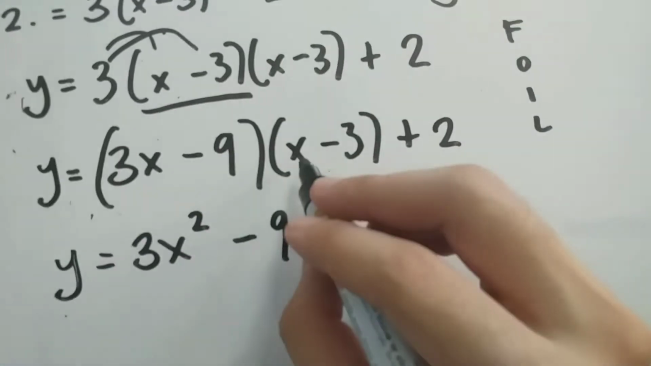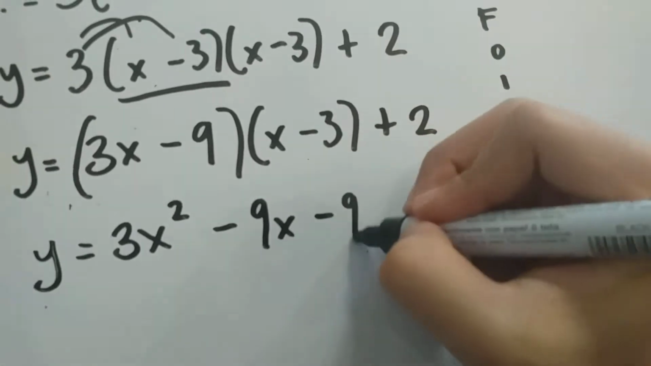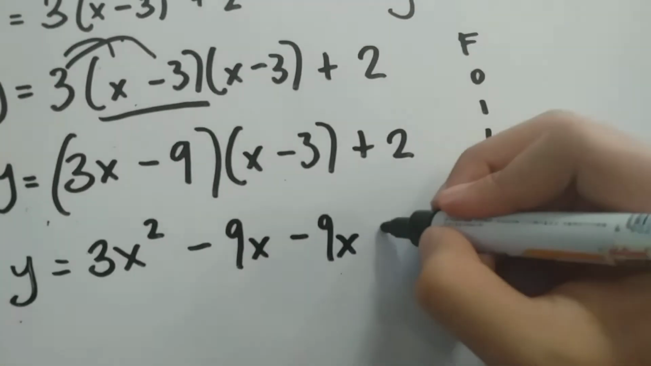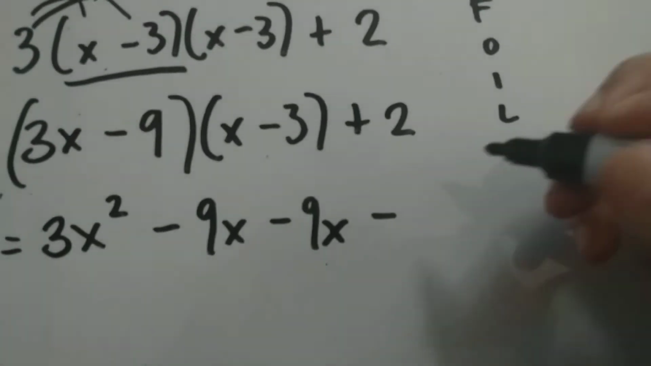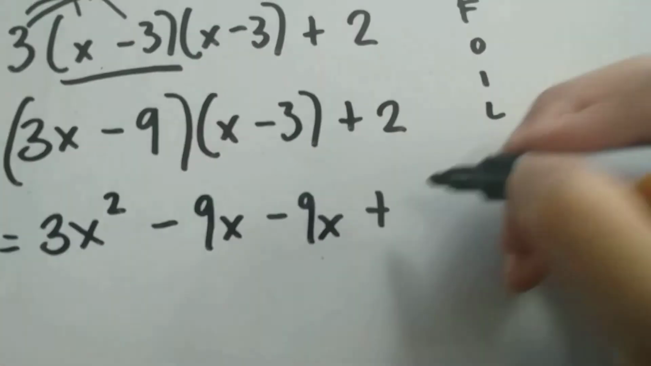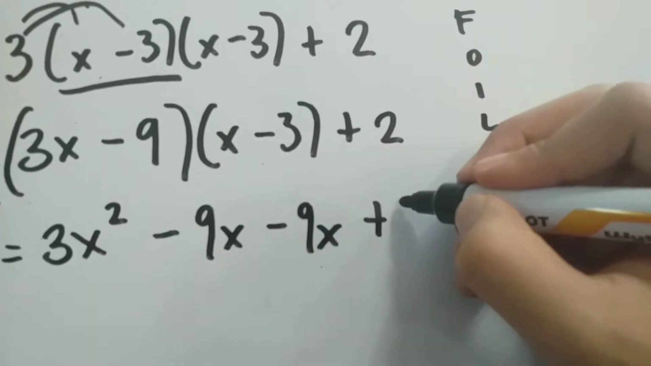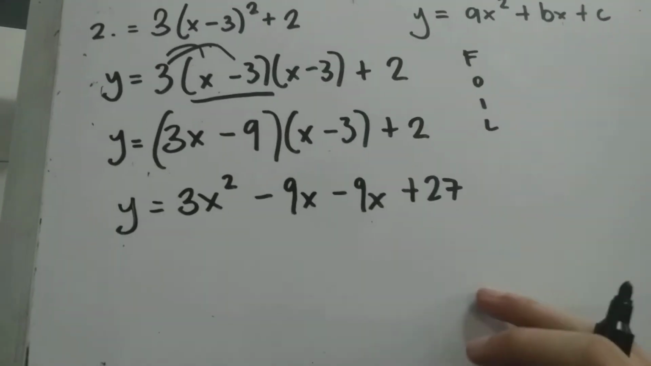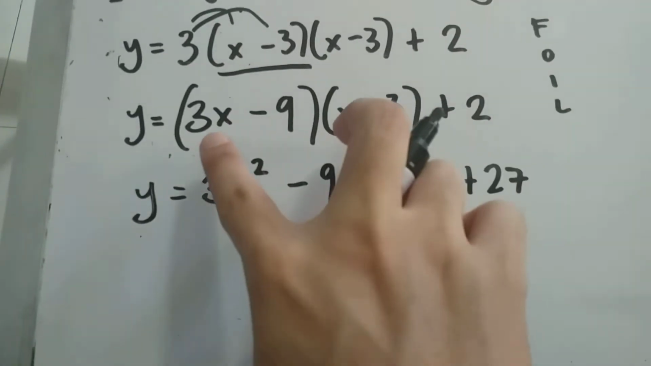Negative 9 times x is negative 9x. Negative 9 times negative 3 is positive 27. Okay, so again, just first terms, 3x and x.